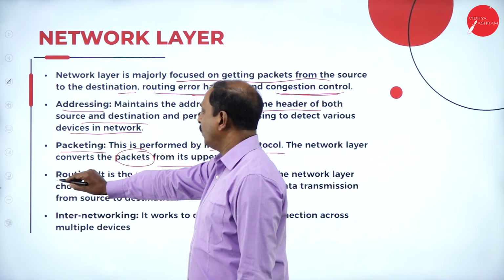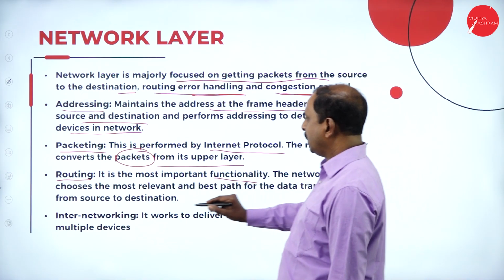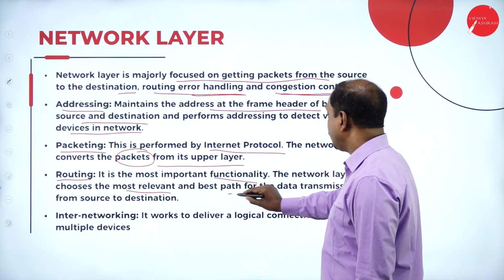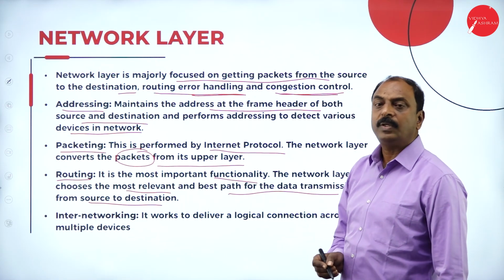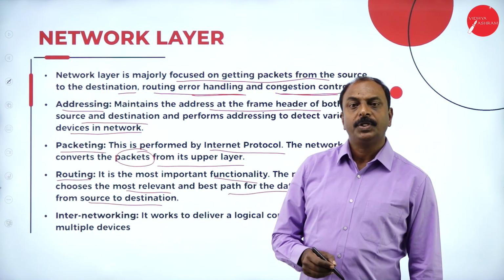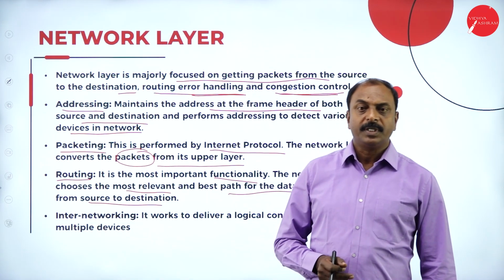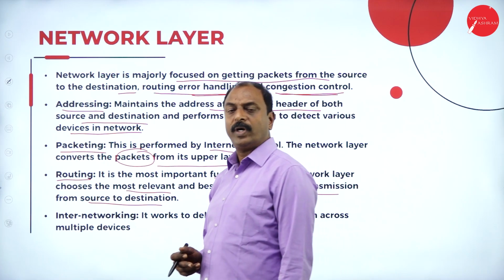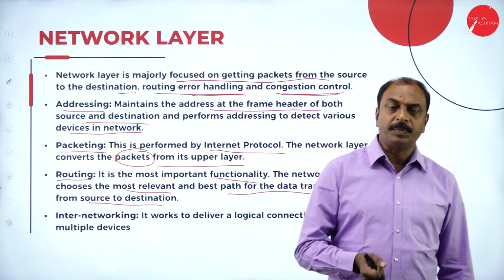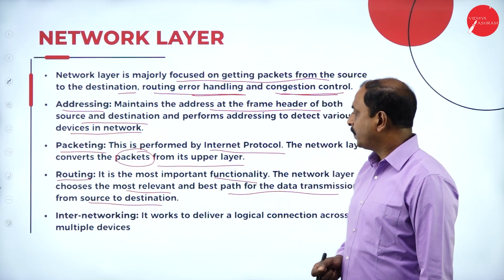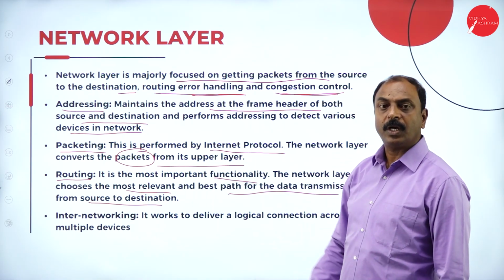Next, routing. What is routing here? It is the most important functionality. So the network layer chooses the most relevant and best path for the data transmission from source to destination. So this is one of the important function of network layer. So it's going to decide the best path between the source and destination. So in a network, it is possible to have more than one path between the host and destination. So the network layer is responsible for selecting or optimizing the best path between the source and destination. That is the meaning of routing here.